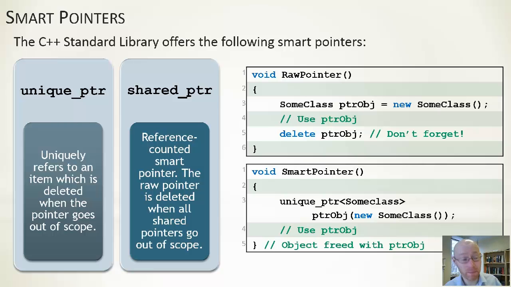A unique pointer uniquely refers to an item, and if the pointer goes out of scope, that item goes out of scope.